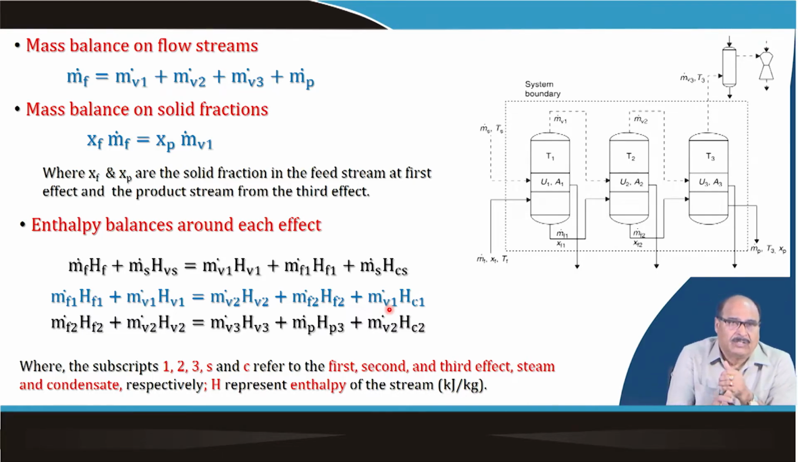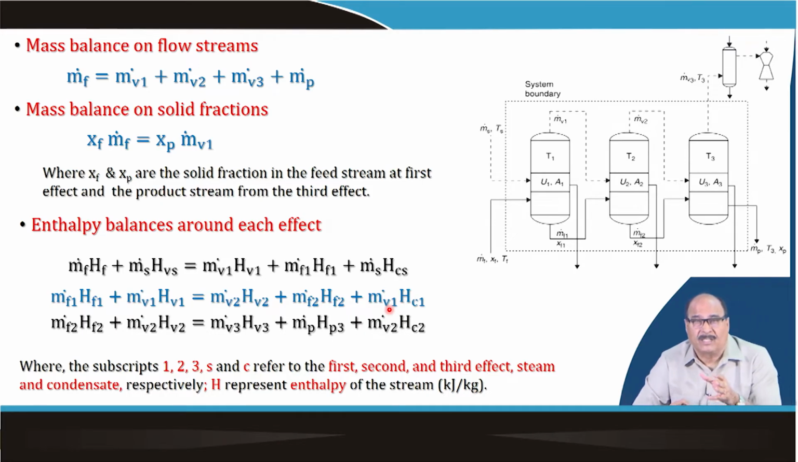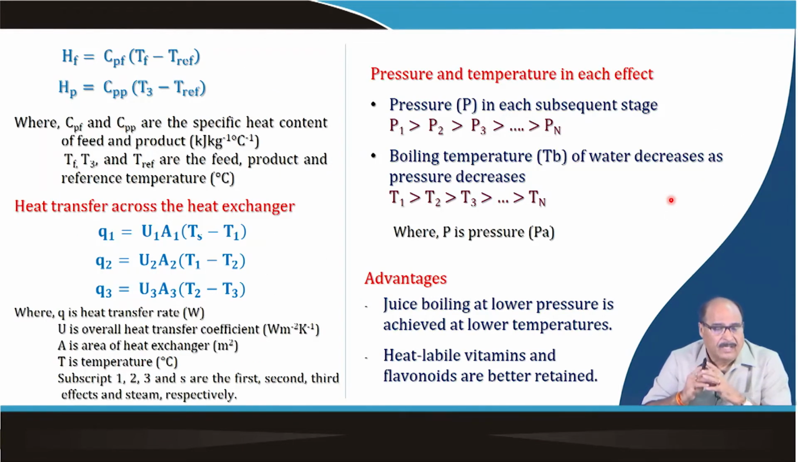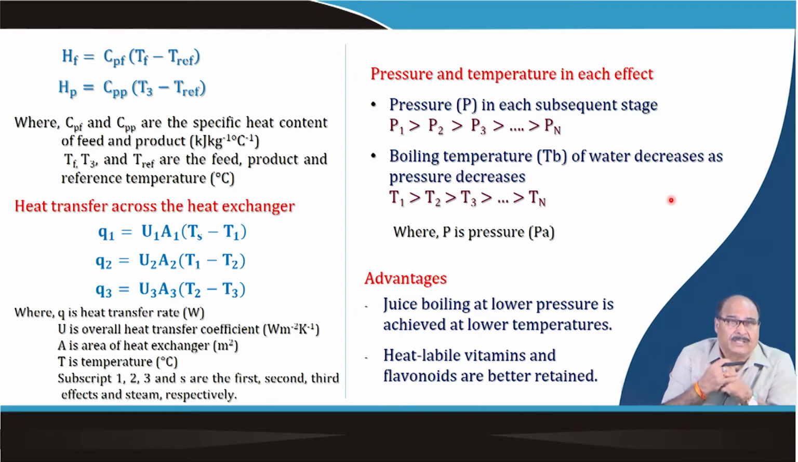Similarly, the superscripts you can see, 1, 2, 3, S and C, refer to the first, second, third effect, steam and condensate respectively. H is the enthalpy of the steam. So, this is the system, and different notations are given. These equations can be used to calculate the enthalpy of the feed HF as well as the enthalpy of the product.